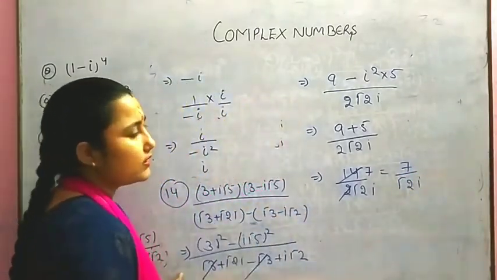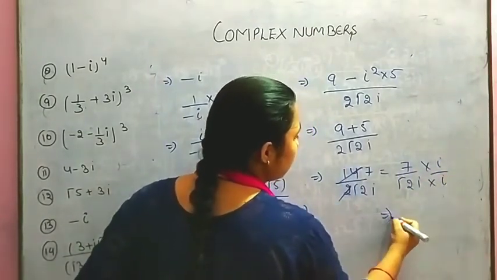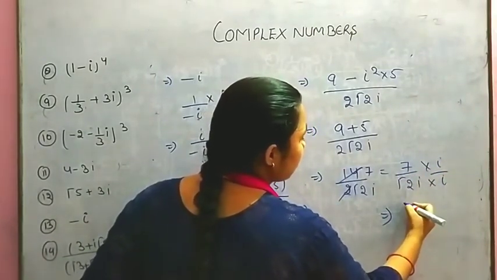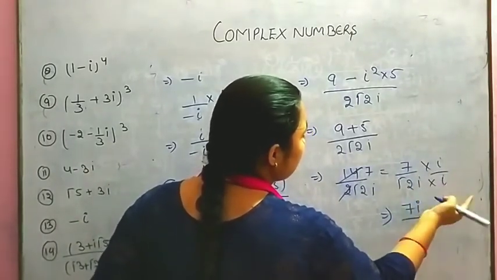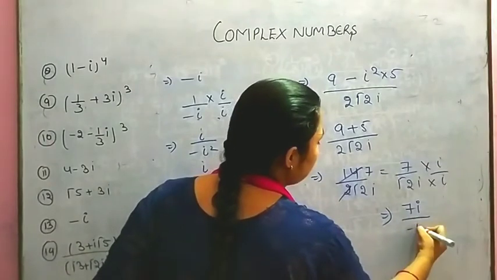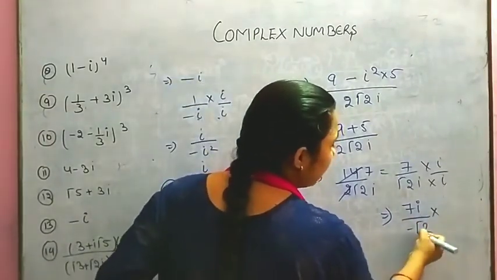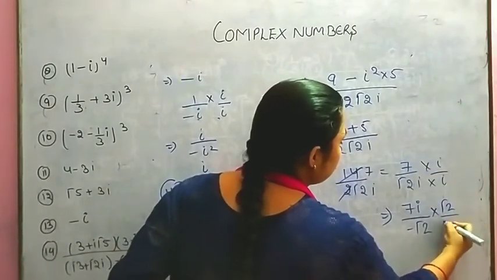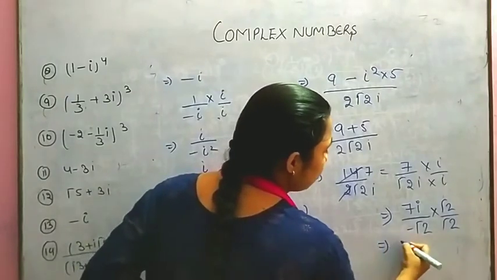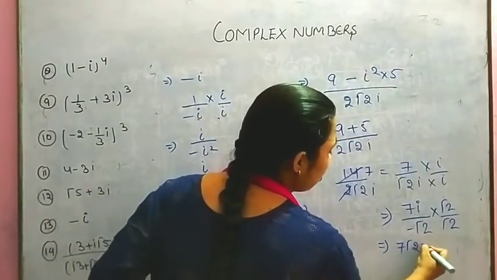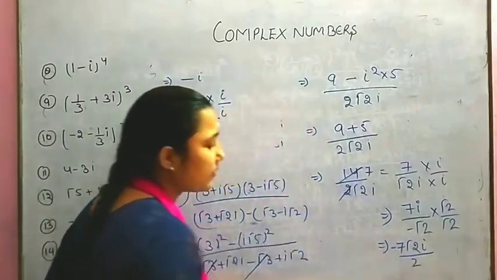7 upon root 2 i. Just multiply by i in the numerator and denominator also. So we get 7i upon root 2 into i square, that means negative 1. So we get minus root 2. And then solve the under root. We have to multiply by root 2 in the numerator and denominator both. So we get 7 root 2 i upon root 2 and minus. Correct?